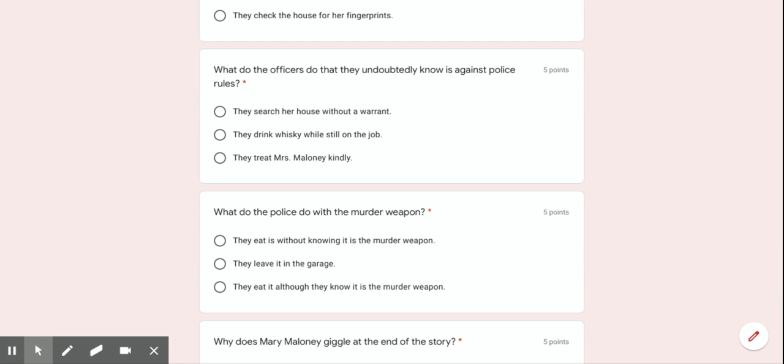Next question. What do the officers do that they undoubtedly know is against police rules? If you need the answer for this one, you can find it on page 161, at the top of 161. So what do the officers do that they know is against police rules? A, they search her house without a warrant. B, they drink whiskey while still on the job. Or C, they treat Mrs. Maloney kindly.